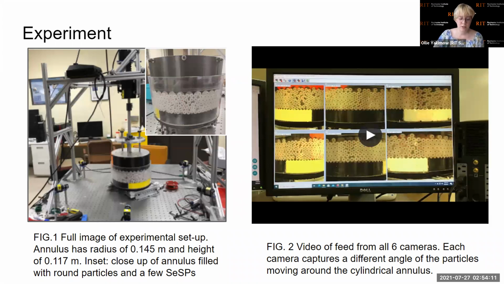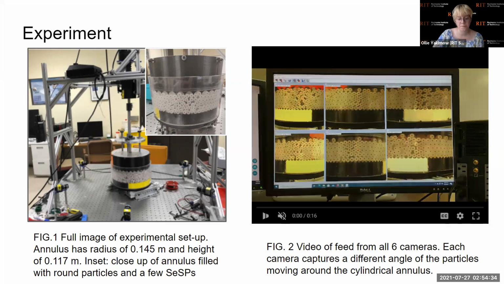In order to move the particles, we have to generate a horizontal force called shear. This is achieved by rotating via motor the toothed ring that sits on top of the particles, shown better in the inset of Figure 1. The printed ring on the bottom of the annulus is there to prevent the particles from sliding when placed under shear. We take data on the system using a set of 6 cameras, shown in Figure 2.